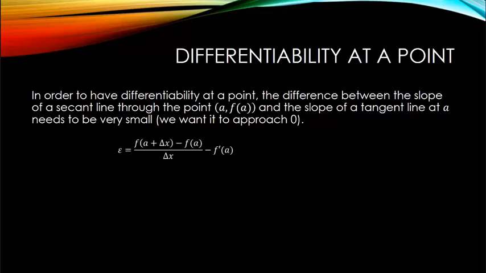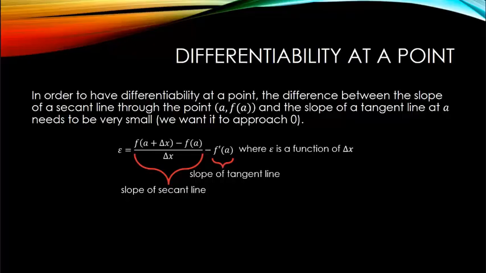So if I define epsilon, which is equal to f of a plus delta x minus f of a over delta x minus f prime of a, this is just the slope of the secant line minus the slope of the tangent line, and I want this to be very small. And this is where epsilon will be a function of delta x. If I multiply through by delta x on both sides, I get epsilon times delta x is equal to f of a plus delta x minus f of a minus f prime of a times delta x.